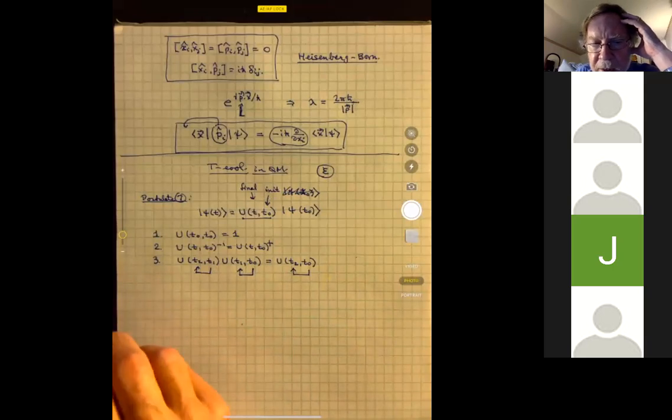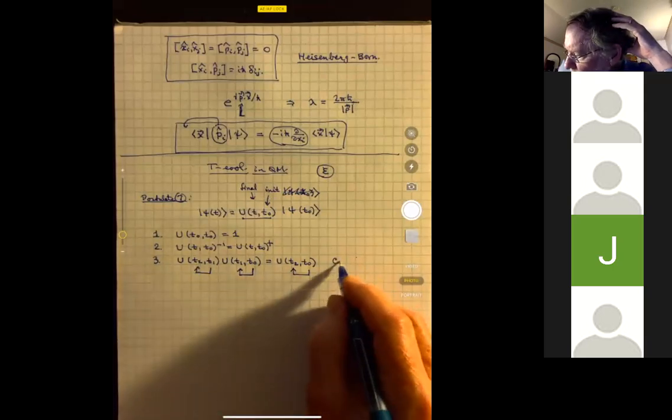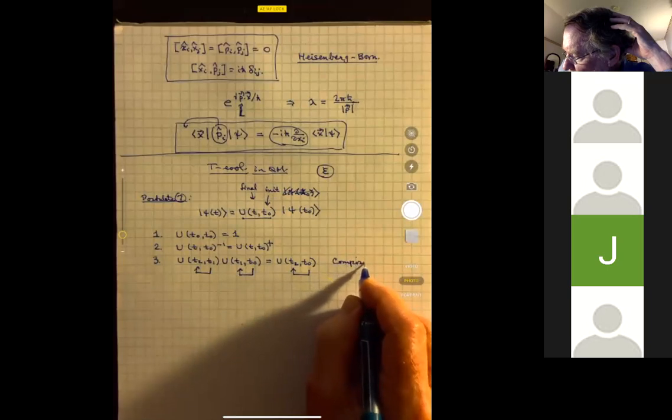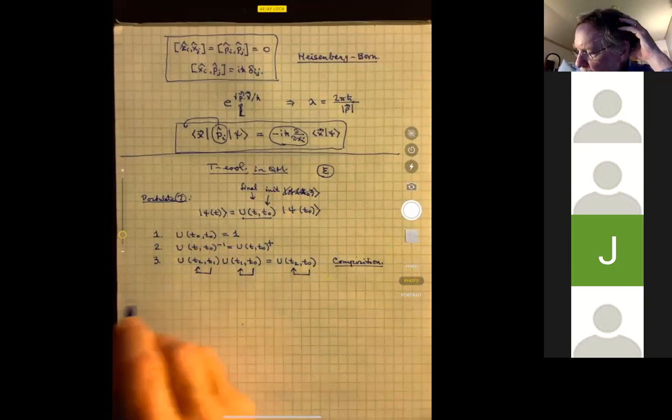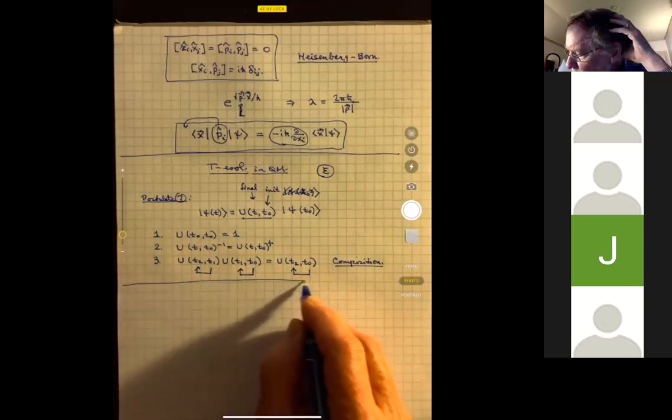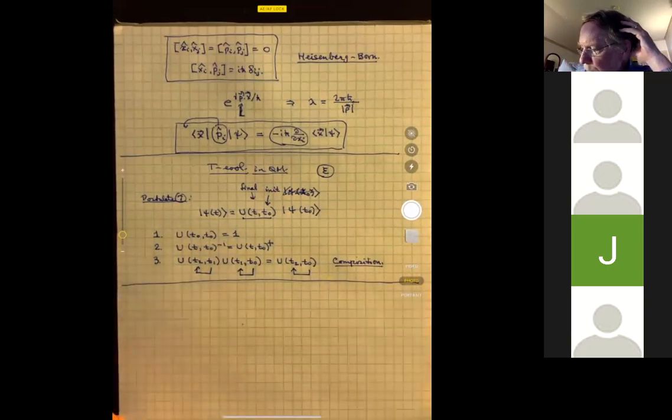This is the content of property number 3. And this is called the composition law, which is necessary for the consistency of the time evolution theory. All right, so these are the properties of the unitary time evolution operator, according to postulate 7.